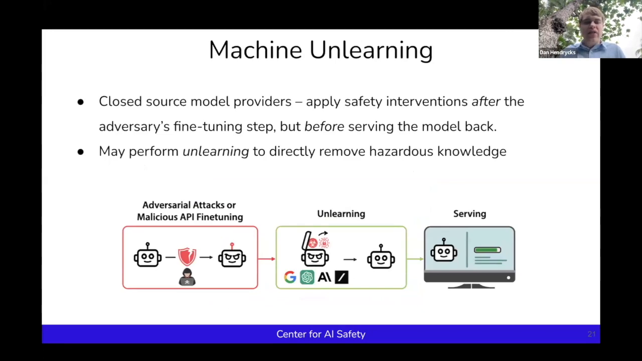So one possibility is maybe we can focus on some of the capabilities that are particularly hazardous and just sort of delete those from the models while preserving the rest of the capabilities. So I said we wanted AI for science. Maybe we can delete the expert level virology knowledge inside of the model, and we can keep all the other knowledge about science. So that's an idea. That's the idea of machine unlearning.